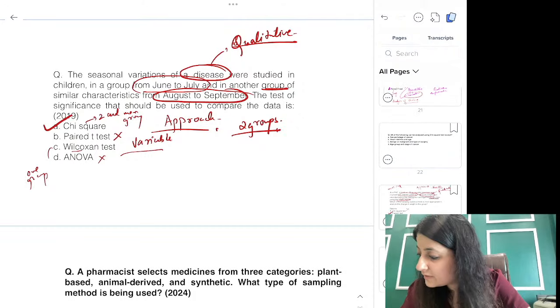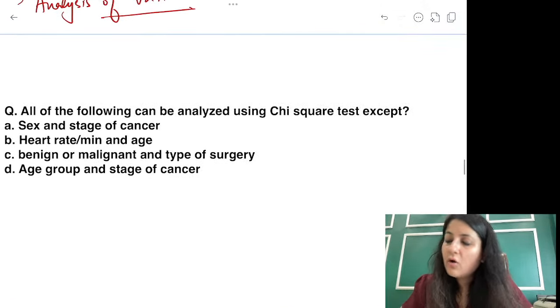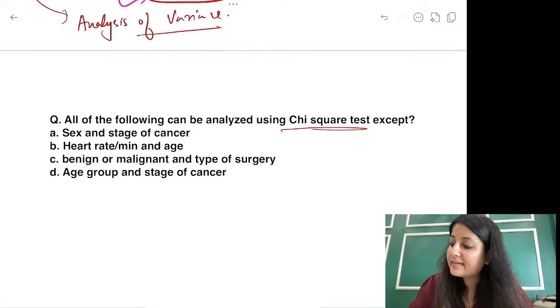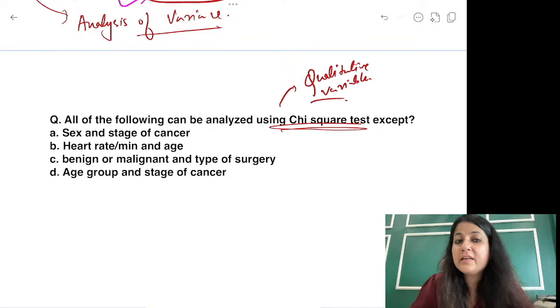So we just have 10 minutes on the clock. One more question for your practice. Tell me the answer to this. All can be analyzed using chi-square test. Now you know that chi-square test is meant for qualitative variables. So all that you need to figure out is which one over here is completely quantitative. That will not be analyzed using chi-square test. So what is it, guys?